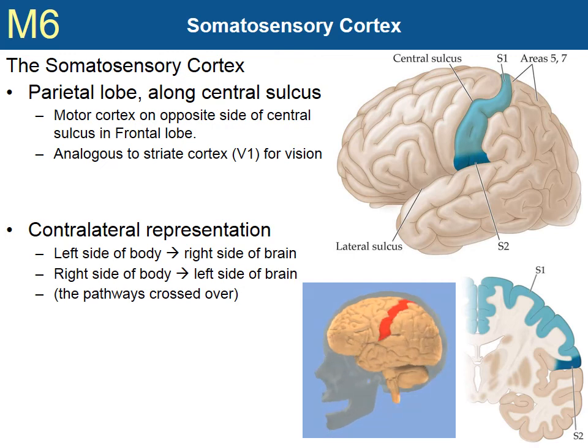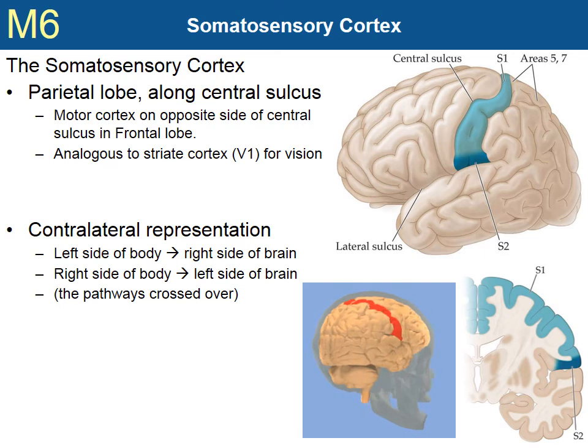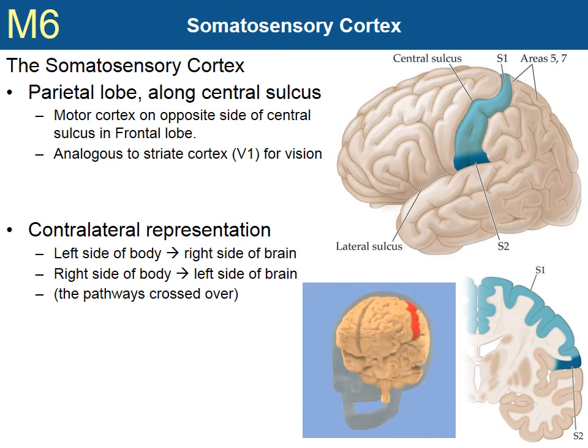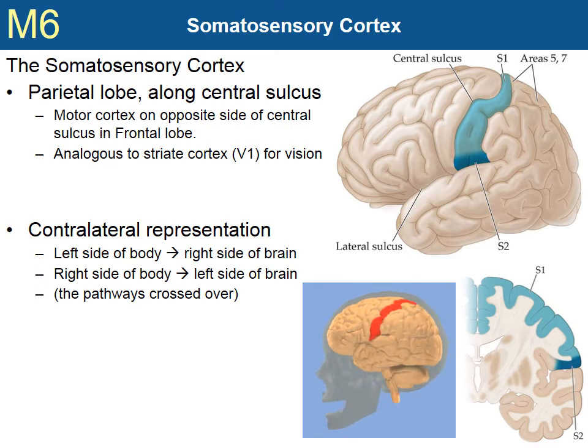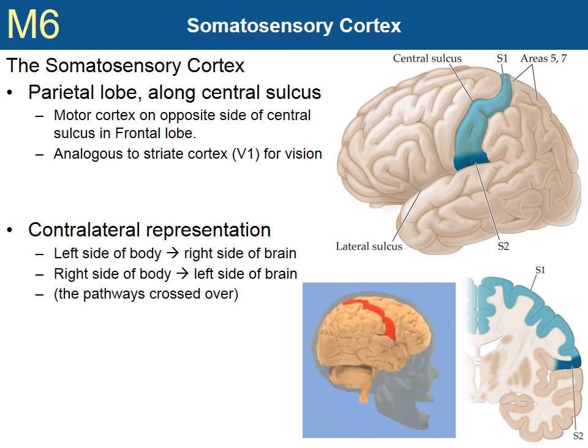The somatosensory cortex is found in the parietal lobe along the central sulcus, which divides the parietal and frontal lobes. The motor cortex is on the opposite side of the central sulcus in the frontal lobe.